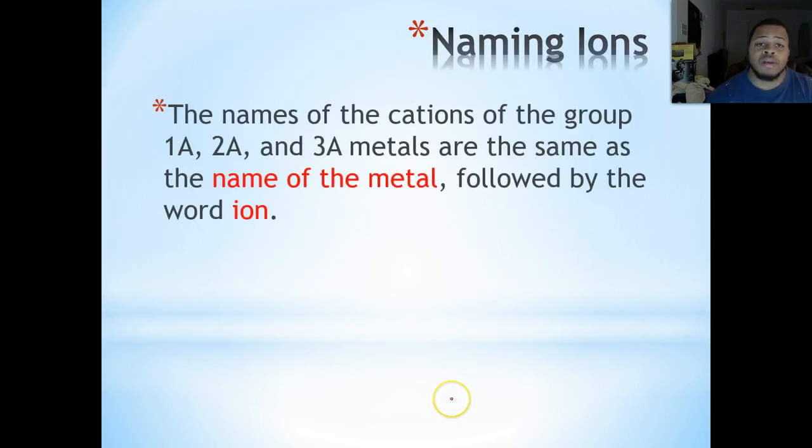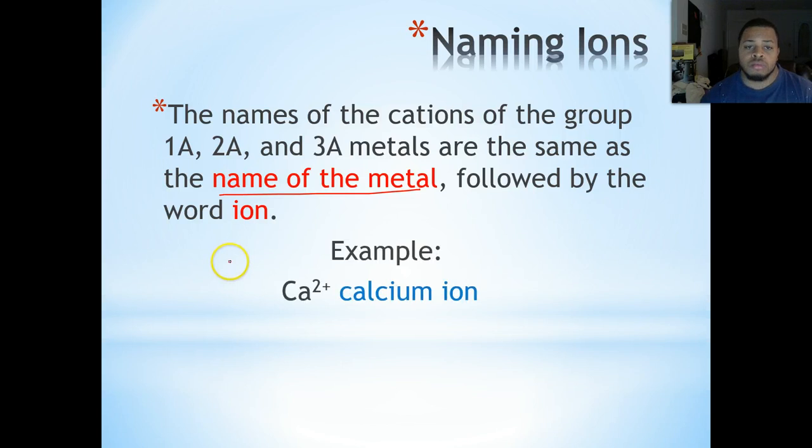Now, how do we go about naming them? Well, when we deal with metals, it's actually really, really easy. What do I mean? The names of the metals for the regular atoms that we deal with, group 1A, 2A, and 3A metals, is going to be the name of the metal and the word ion. So, if I have Ca2+, it's a calcium ion. Just that simple.